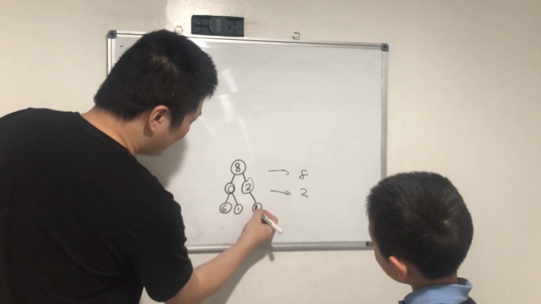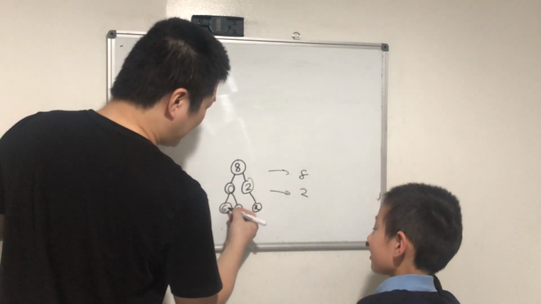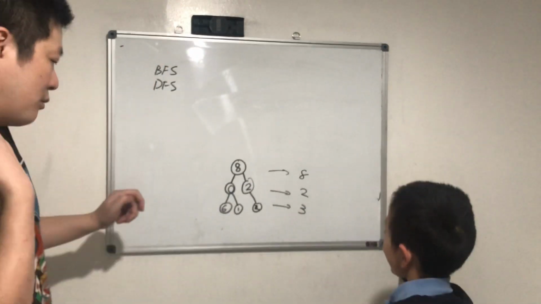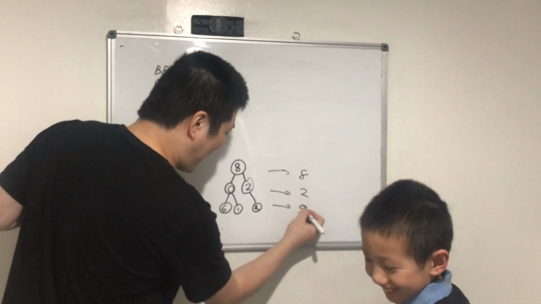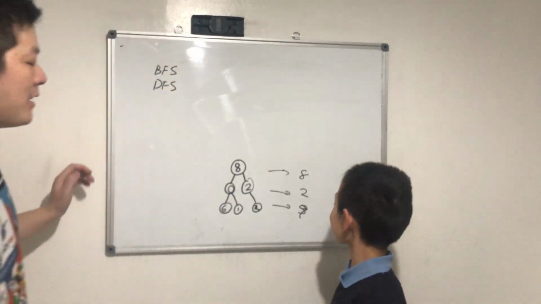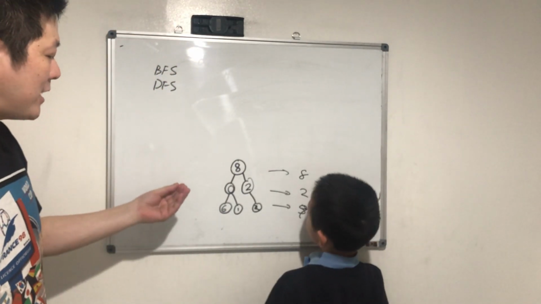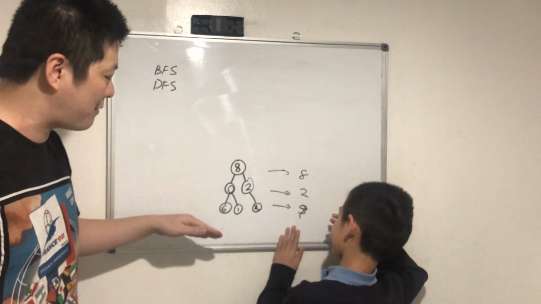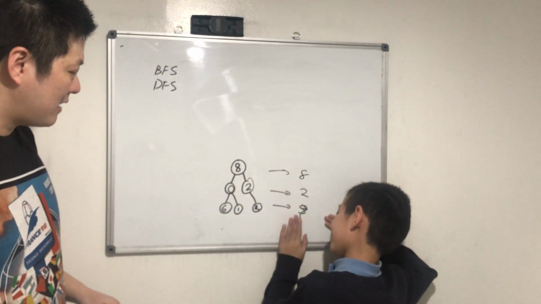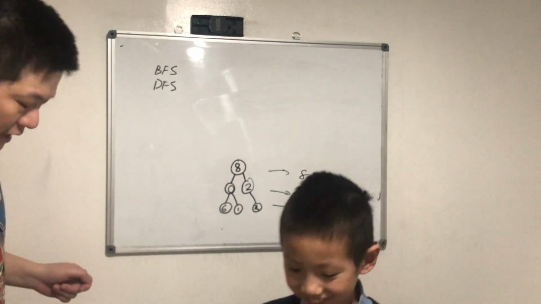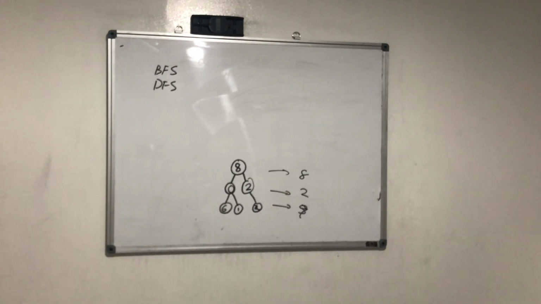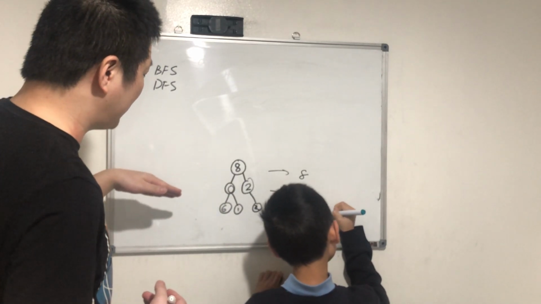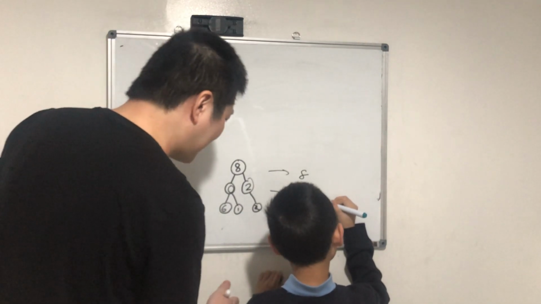So let's say this is 9. Okay, so our task is, given a binary tree, we want to find out which level has the largest sum, which is 9, right? If more than one level has the same sum, we can just return any of them. Okay, does it make sense?